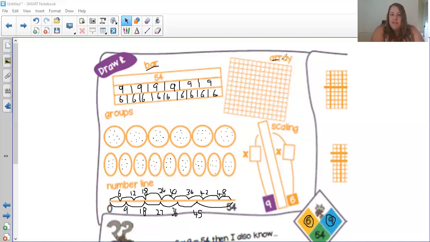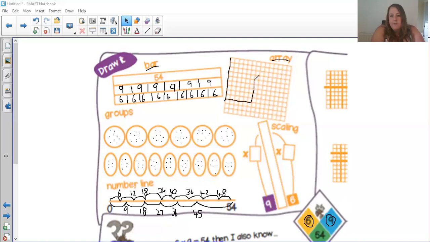Okay, going to the array at the top. This is drawing the multiplication out. So you've got a multiplication of 6 times 9. So you can count down 1, 2, 3, 4, 5, 6, 7, 8, 9. That just jogged at the end. And then 6 across. 1, 2, 3, 4, 5, 6.